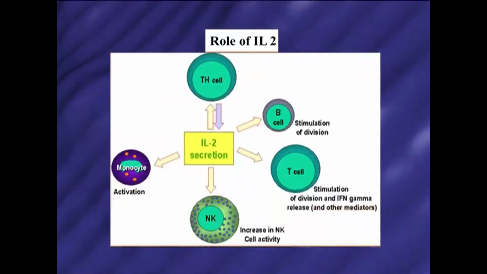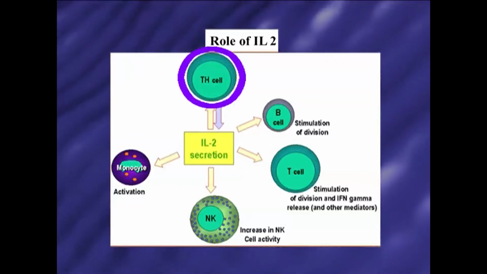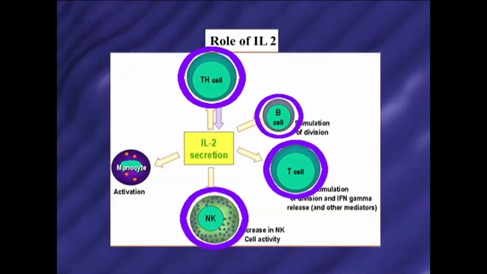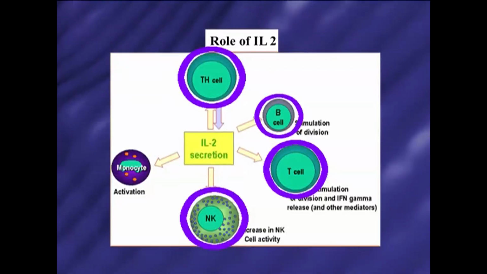Interleukin 2 is secreted from activated T helper cell, and it activates B cell differentiation, T cell differentiation, and natural killer cell activation. So it has effect on many different immune system cells. And interleukin 2 secreted from a Th cell again binds to a specific receptor, the interleukin 2 receptor present on that T cell, and activates the proliferation of that T cell.